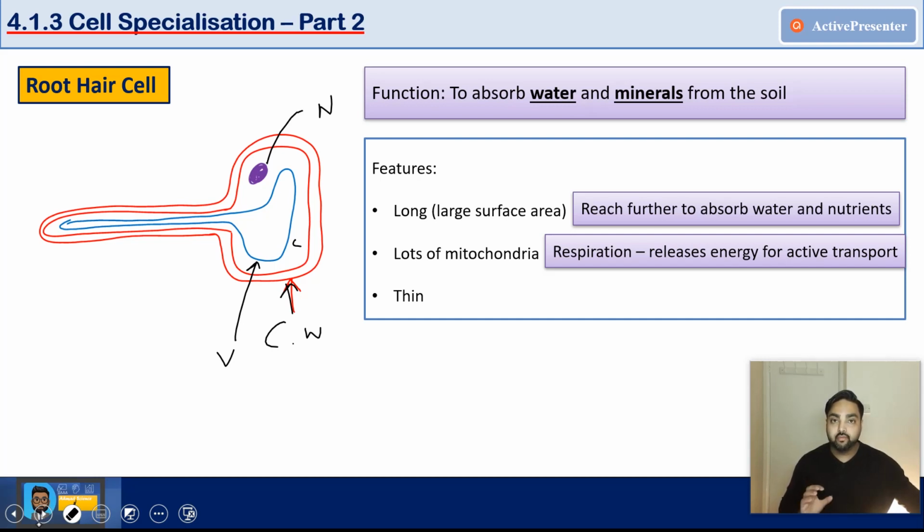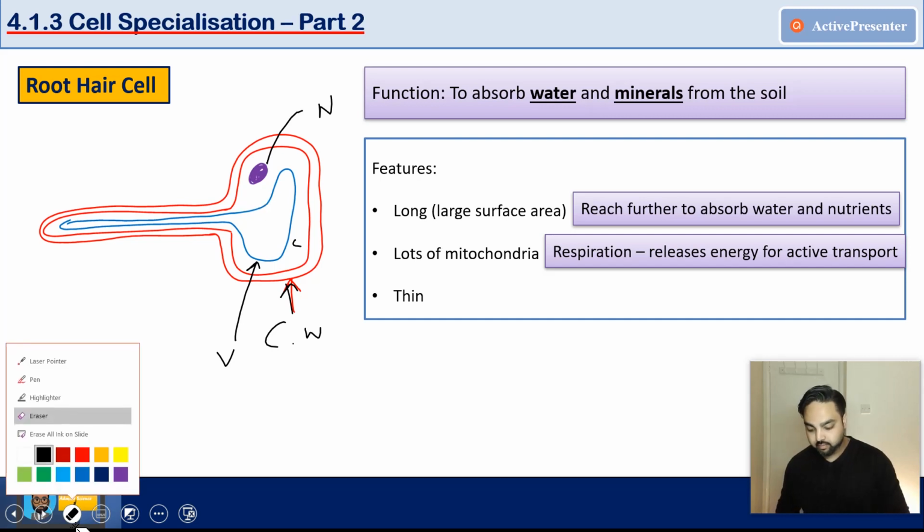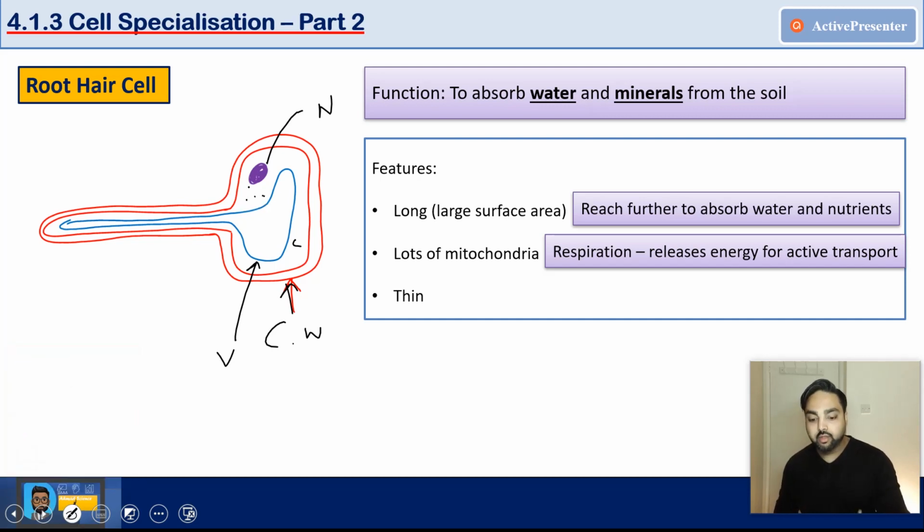Now, mineral ions are in a very high concentration inside the cell and a very low concentration outside the cell, and so we need to move them against the concentration gradient. If you don't quite understand how that works, go watch the video on active transport. It's been uploaded, so that should be good to go.